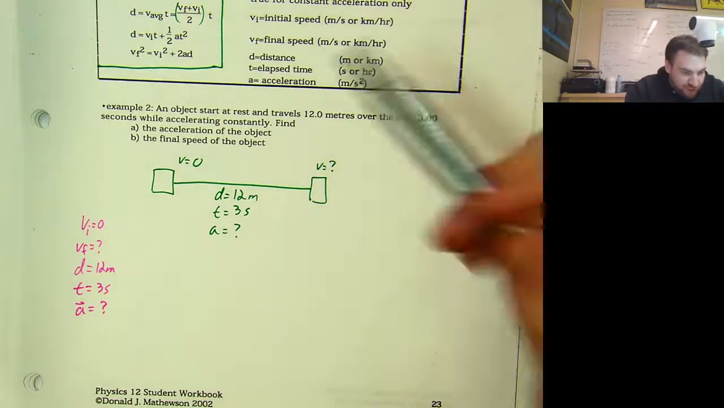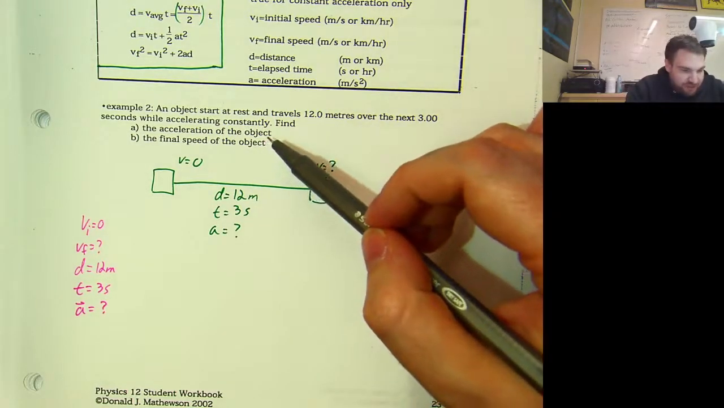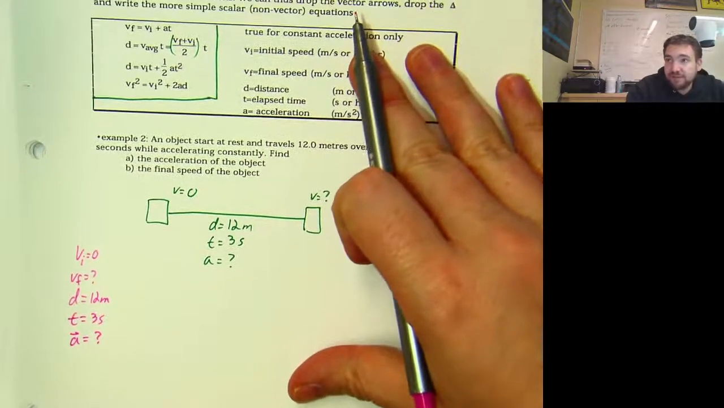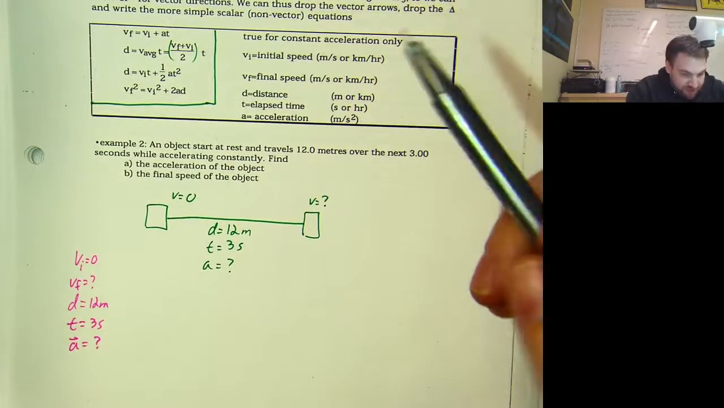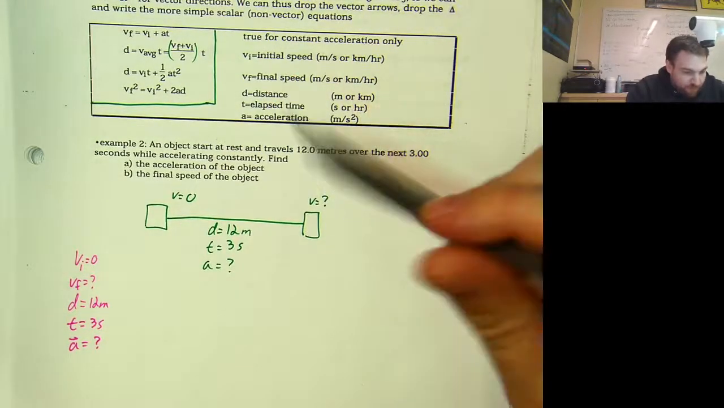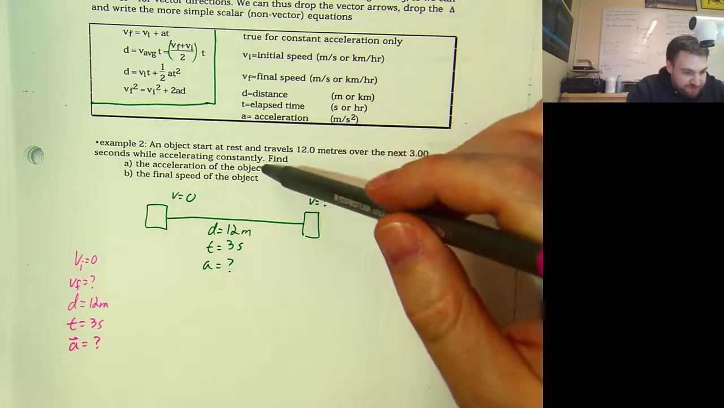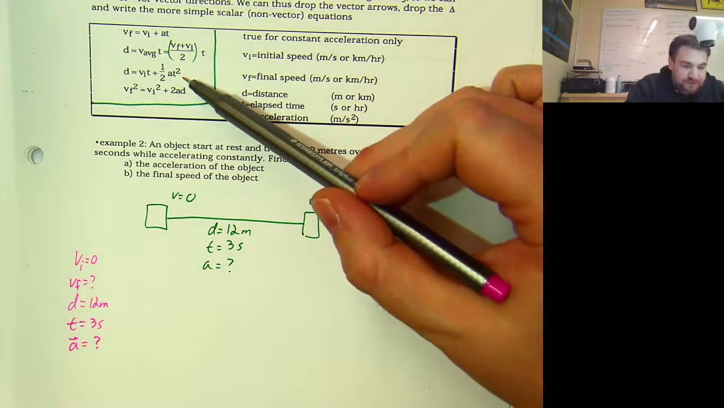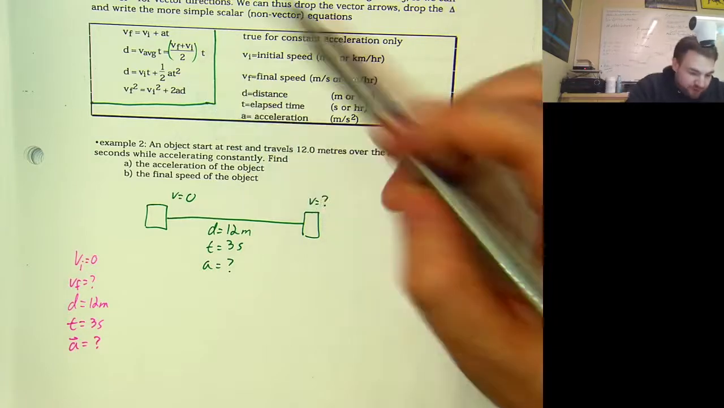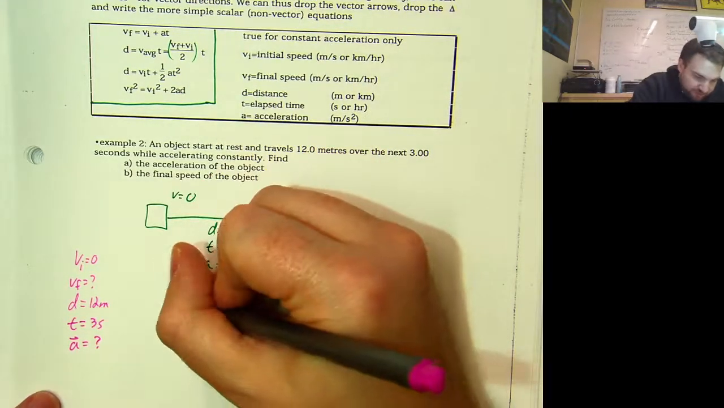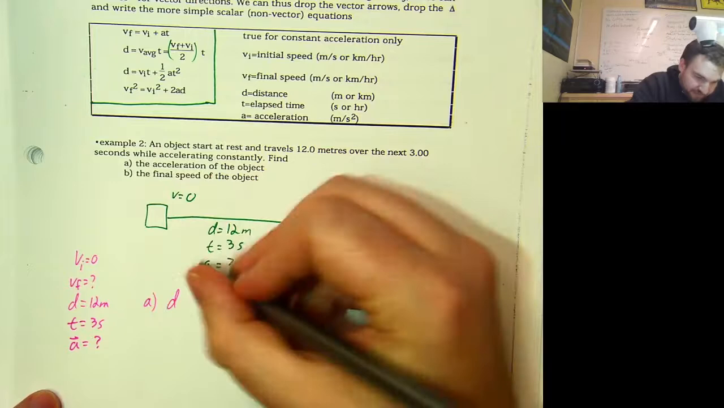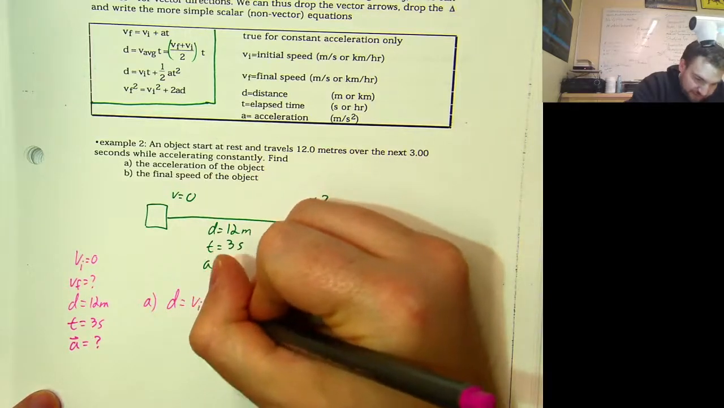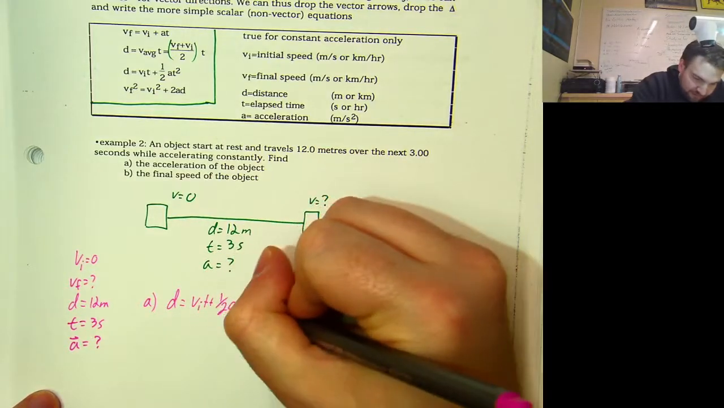So let's take a look. We want to find the acceleration of the object. So which one of these kinematic equations can we use to find the acceleration of the object without finding the final speed first? If I go back here and I look, this is the only one that doesn't require a final velocity. So we're going to use, per part A, D equals VIT plus 1/2 AT squared.